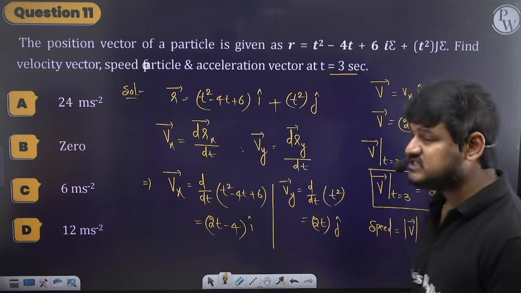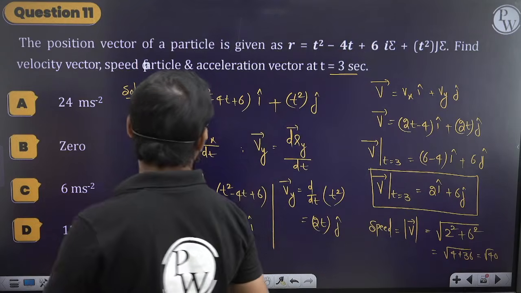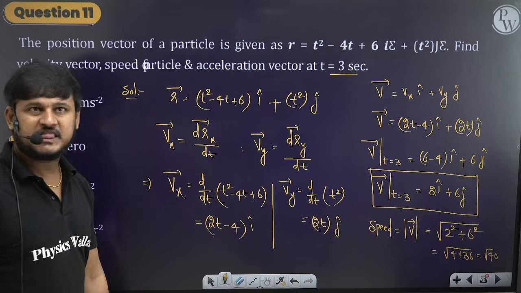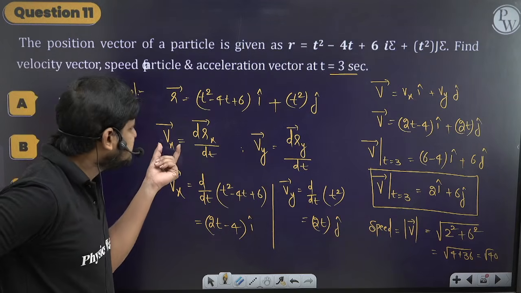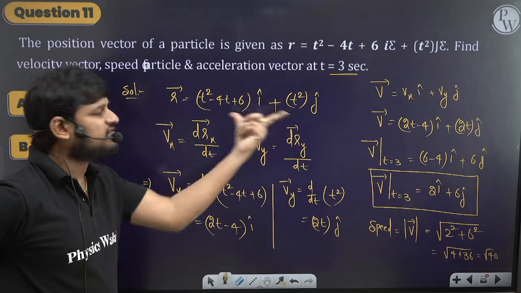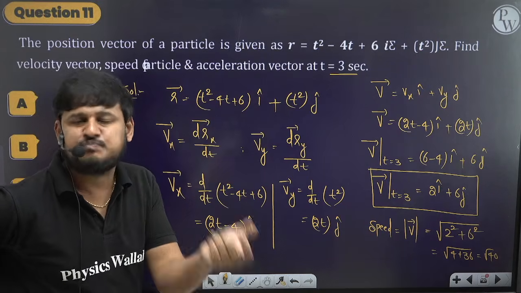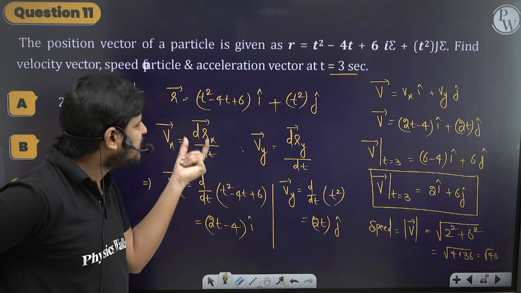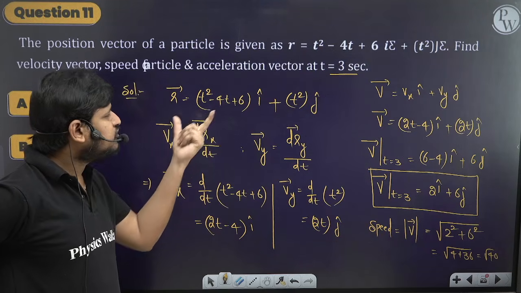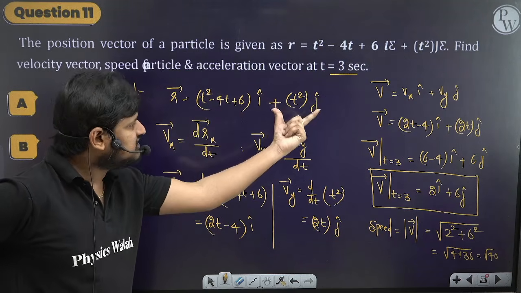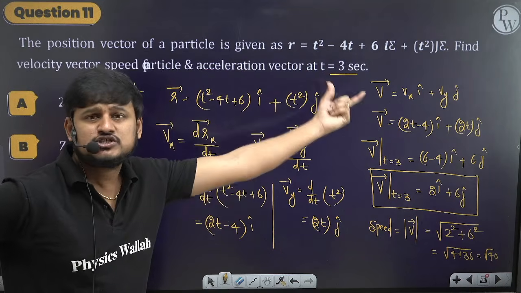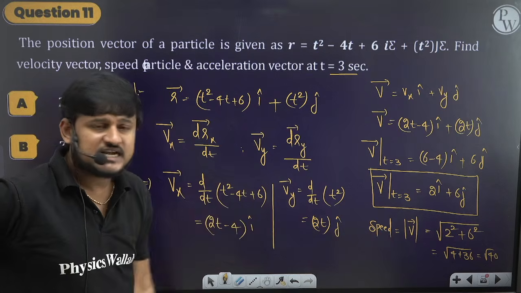So the procedure is simple. Understand the procedure, guys. The position vector is given. Then how do you find the velocity vector? Just differentiate the position vector. Position means it's a displacement. So if you differentiate the displacement, you will get the velocity. The position is there in the x direction and in the y direction. If z is also there, find the velocity in the z direction as well.